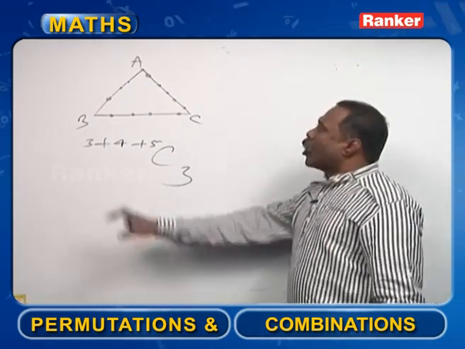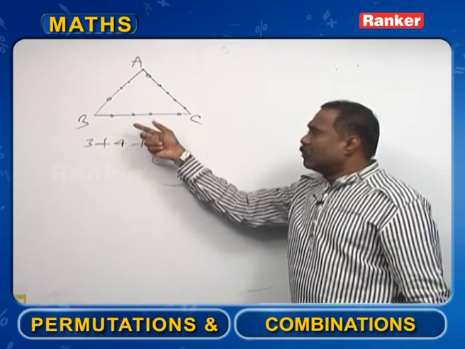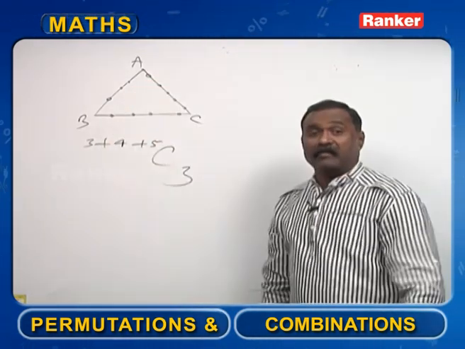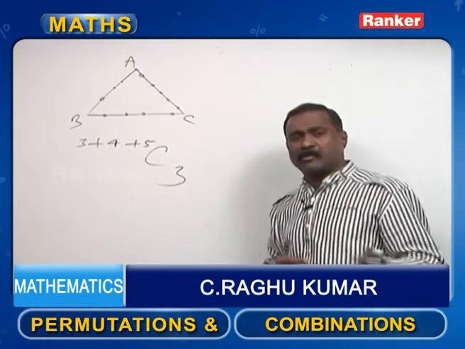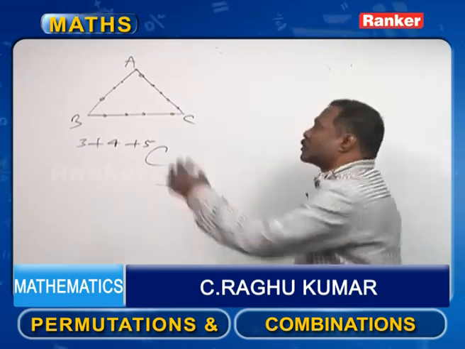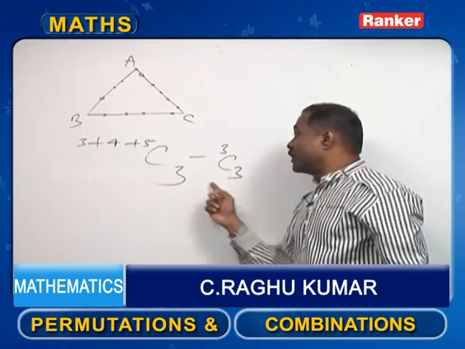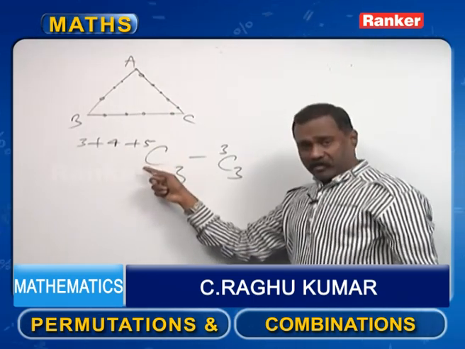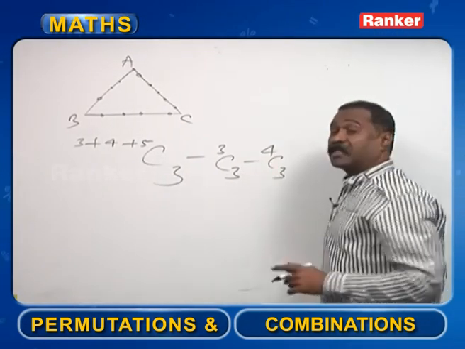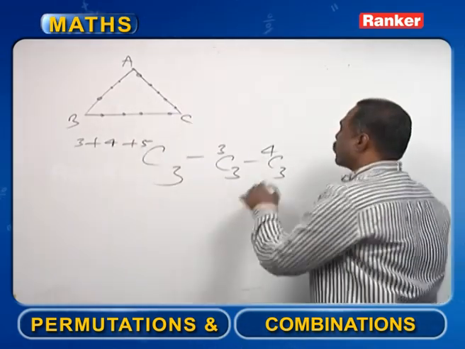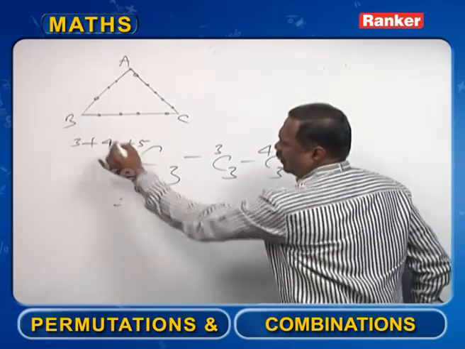But understand, among these, 3 points are collinear. These 4 points are collinear, that means they are lying on the same line. 5 points are collinear, they are lying on the same line. That is why they are to be subtracted, because these 3 points will not form a triangle, these 4 points will not form a triangle, and these 5 points will not form a triangle. So from 3 points, how many triangles can be formed? It is 3C3. That means only one triangle will be formed, which will not be a triangle but a line. That is why you have to subtract that. Minus 4C3, because 4C3 triangles will not be there since they are lying on the same line. Similarly, minus 5C3.